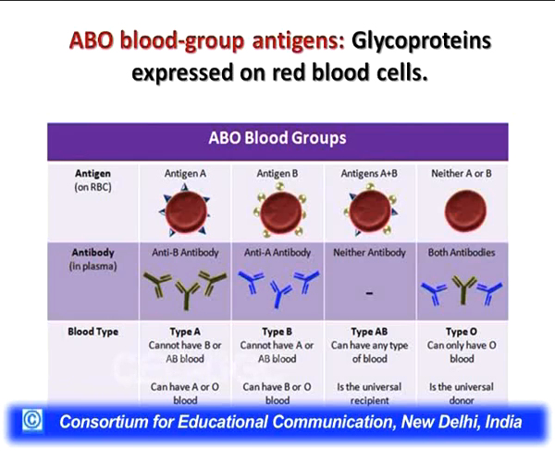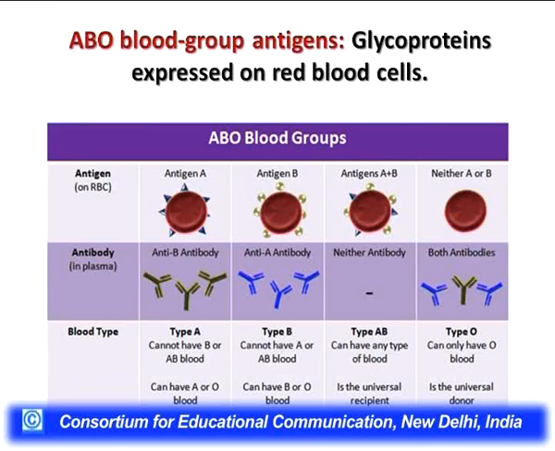So on our red blood cell, if there is an antigen A which is present, and in our plasma there is an anti-B antibody which is present, then we say that the person is having a type A blood group. If a person is having a type B blood group, then on the surface of the red blood cells there will be a presence of antigen B, and in the plasma or the blood there will be a presence of anti-A antibody. If the person is of type AB blood group, then the person will have both antigen A and antigen B on the surface of the red blood cells, while there won't be any antibodies present in his plasma.